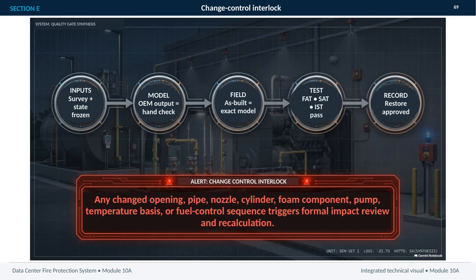The most important control is the change control interlock. Any change to an opening, pipe, nozzle, cylinder, foam component, pump, temperature basis, or fuel control sequence triggers a formal impact review and recalculation. In other words, even a seemingly limited modification cannot bypass the quality gate. The system must be reassessed against the approved model, tested as required, and documented before the change is accepted.